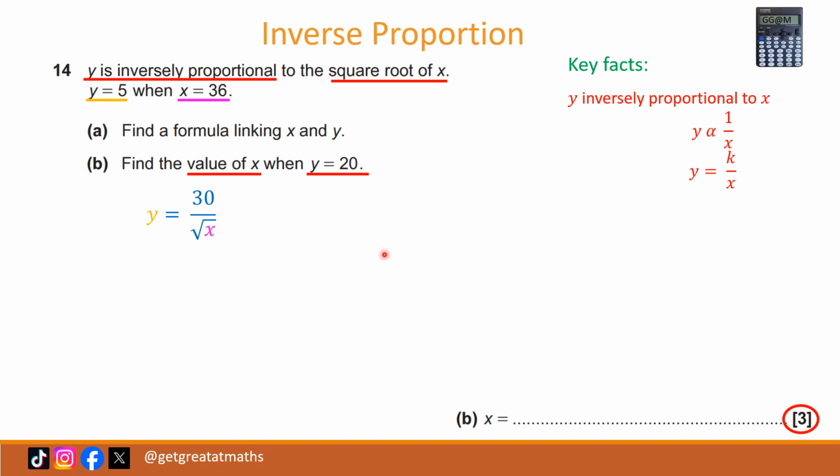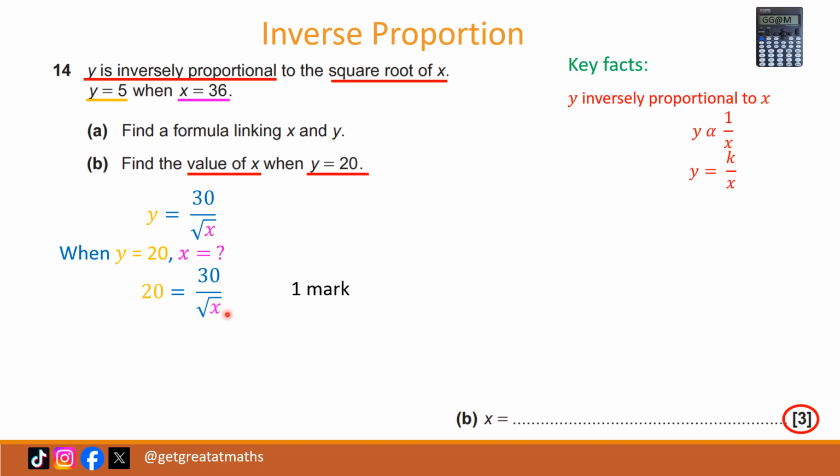So to start with, we know that y is equal to 20 and we've got to work out the value of x. So all I'm going to do is replace the y with the 20 and I'm going to leave x the same. You will get 1 mark for literally just doing that. That's 1 mark so far. Fairly straightforward how to get that: 20 is equal to 30 over root x.